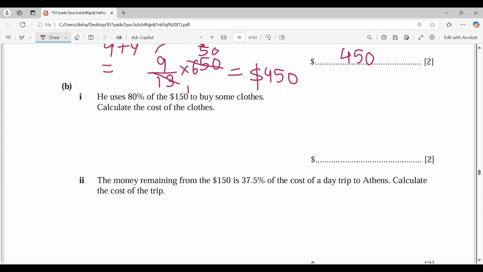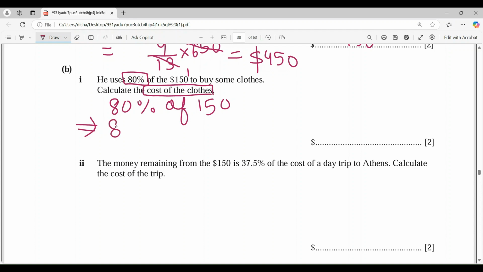Next, he uses 80% of $150 to buy some clothes. Calculate the cost of the clothes. So 80% is used in buying the clothes. If I want to find the cost for clothes, that will be 80% of 150. So 80 upon 100 into 150 equals, we can cut 0, we are left with 8 into 15. That will be equals to $120. Money spent on some clothes will be $120.